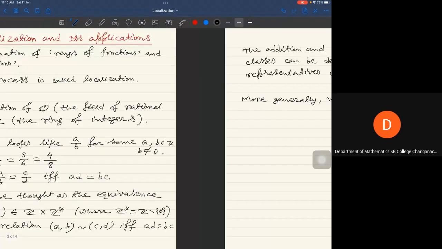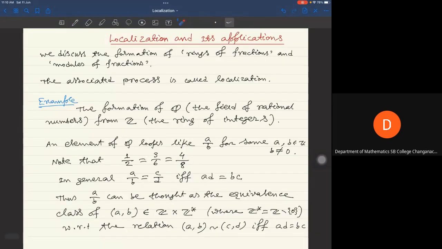Here you observe that to get Q from Z, we are actually inverting all non-zero elements, the elements in this set. In the denominator you can have all non-zero elements. So whenever b is non-zero, you can have its inverse, that is 1 by b. In that sense, you are just inverting all non-zero elements of Z to get the field of rational numbers Q.